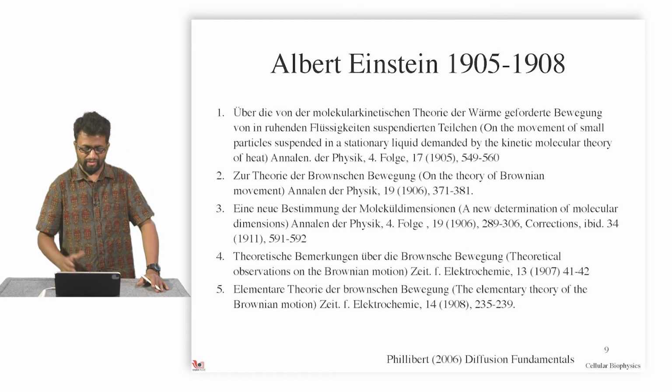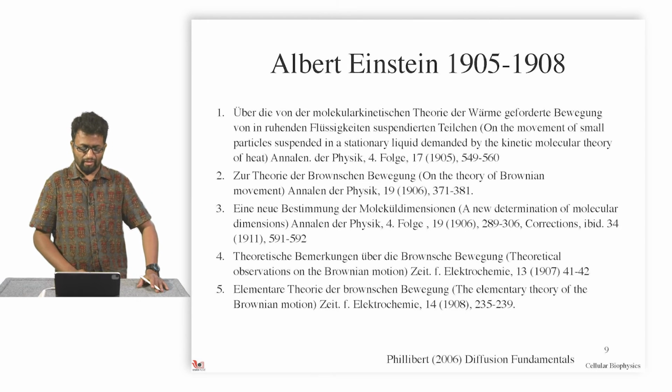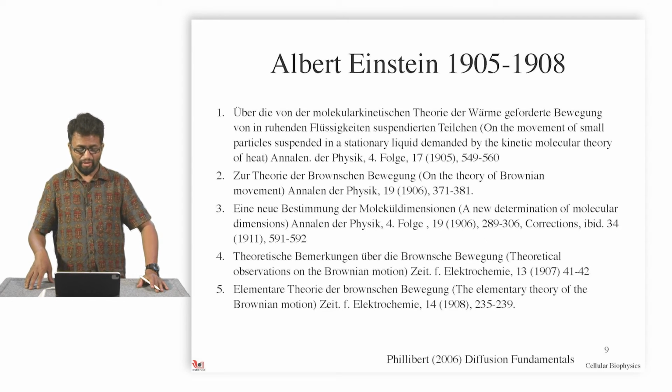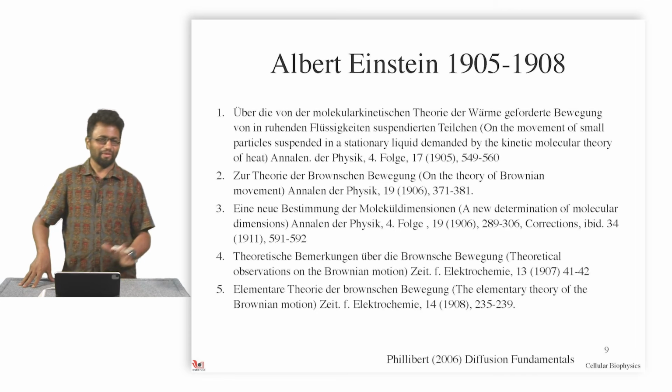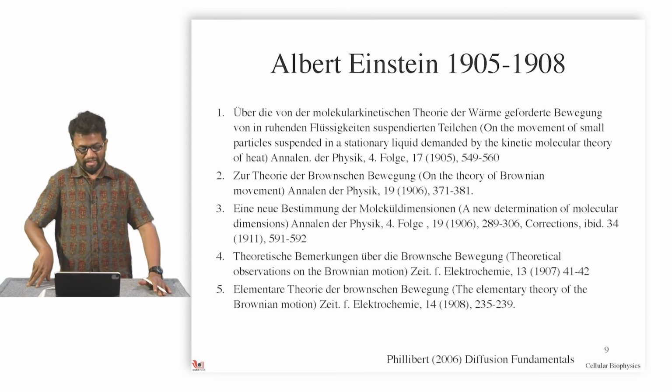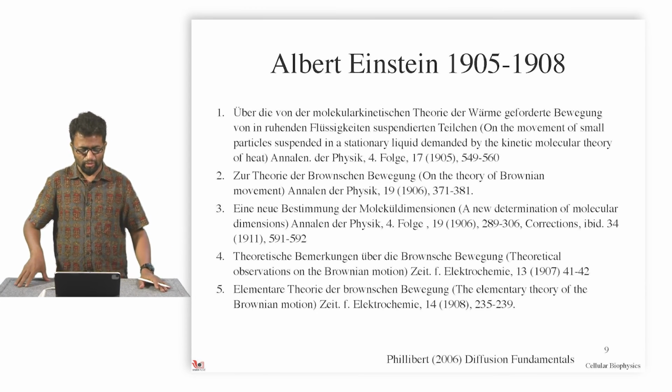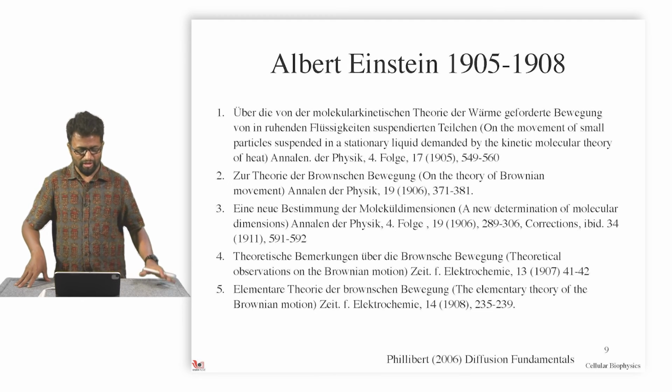The first paper is translated as about the molecular kinetic theory of heat and its consequent motion in fluids that are at rest of suspended particles. In other words, on the movement of suspended particles in a stationary liquid demanded by the kinetic molecular theory of heat. This is published in a journal that you will never have heard of. It's not Nature, Science, Cell or Phys Rev Letters. It's called Annalen der Physik. It doesn't exist anymore as far as I know in that old form, because it was a German journal.